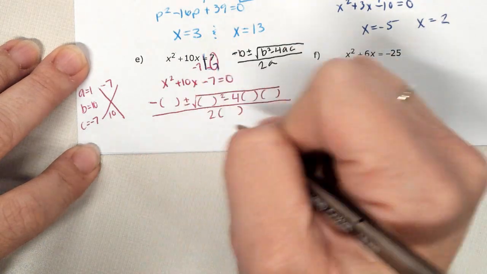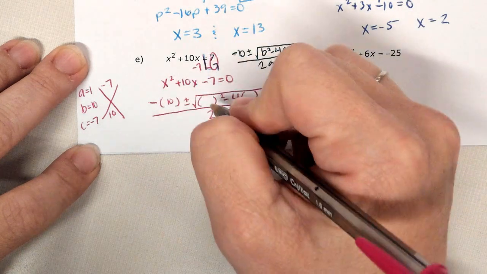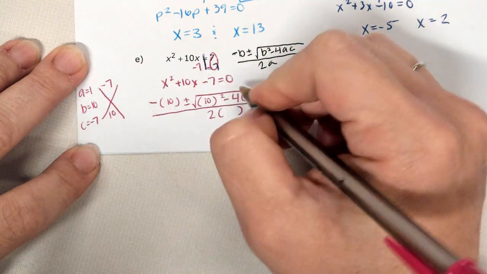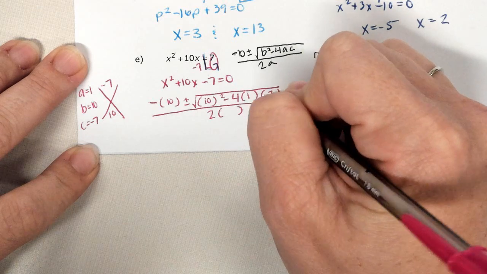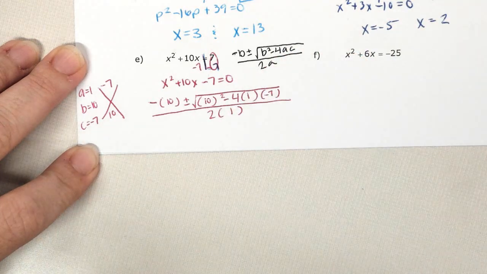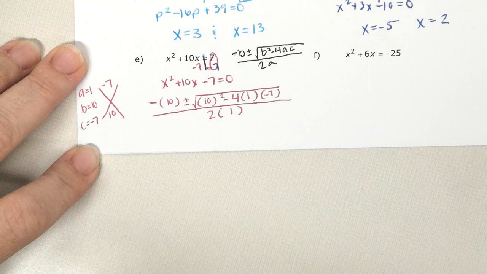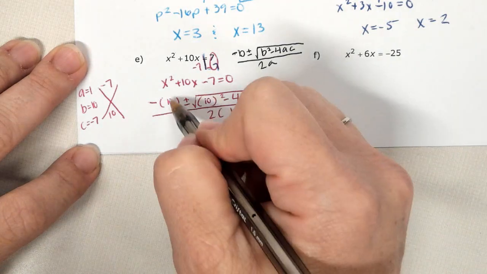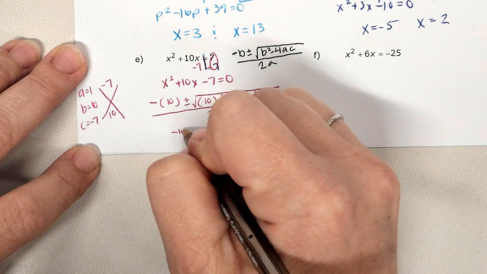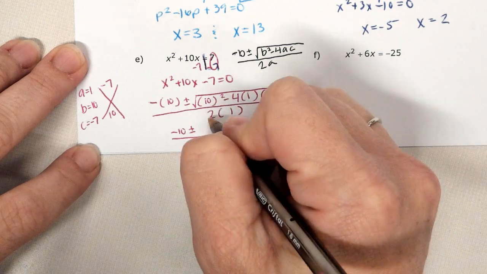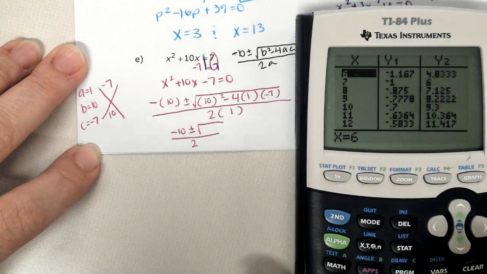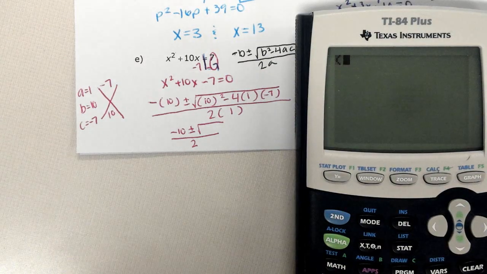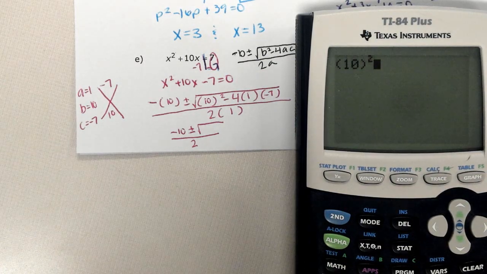So I know negative b is 10, square root of b squared, so 10 squared minus 4 times a is 1, c is negative 7, a is 1. So remember, we then simplify our 3 places. So this piece becomes negative 10 plus or minus over 2 times 1 is 2. And then we just simplify what's in the house without typing the house. So don't type the house. So 10 squared minus 4 times 1 times negative 7.